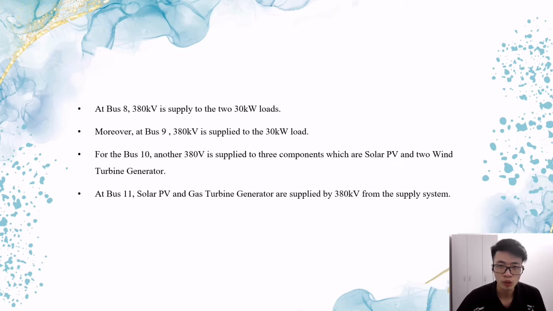A rectifier is connected to the solar PV, while a rectifier and an inverter are connected to the wind turbine generator respectively. On the other hand, another transformer is connected to bus 11 and supplies 380 watts to the solar PV and gas turbine generator respectively. A rectifier is connected to the solar PV, whereas a rectifier and an inverter are connected to the gas turbine generator respectively. That's all for my presentation today.